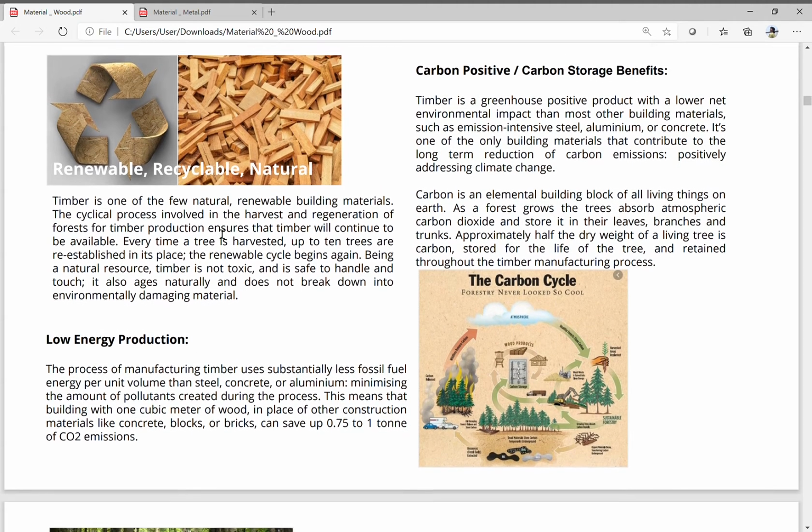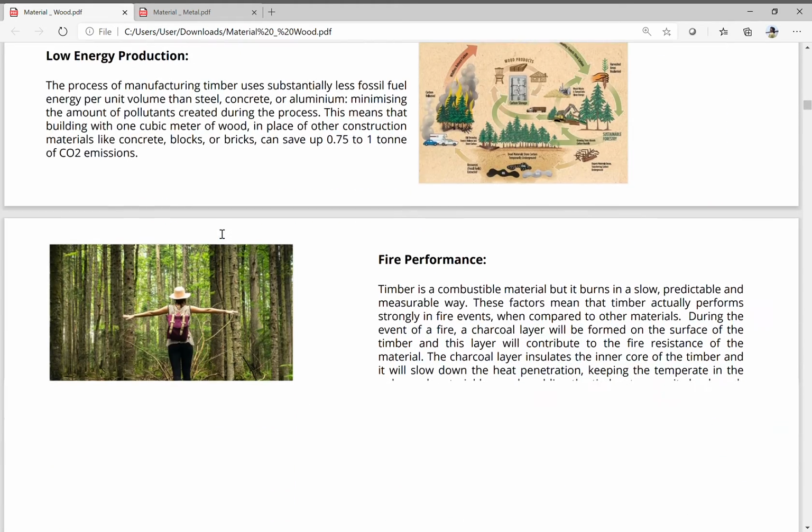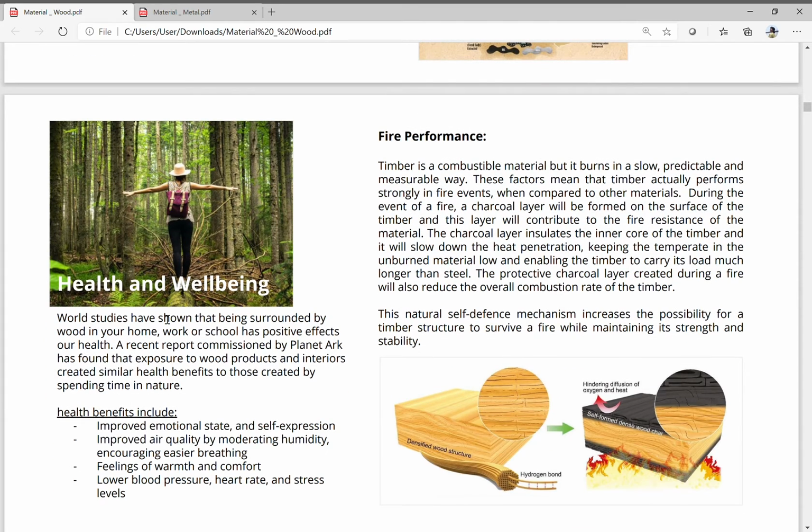Okay, for wood, there is low energy production, so it doesn't take up so much of the world's resources to produce. It doesn't give off that much pollutant once you process it. Basically, there is less volume of water or electricity or any resource needed to produce the wood.